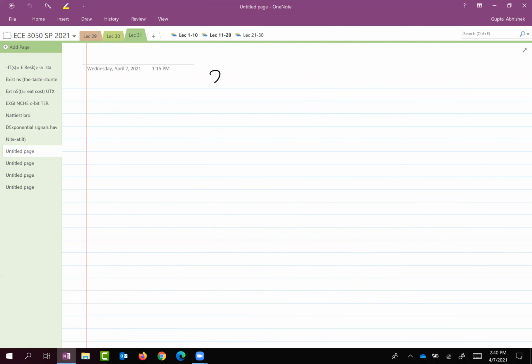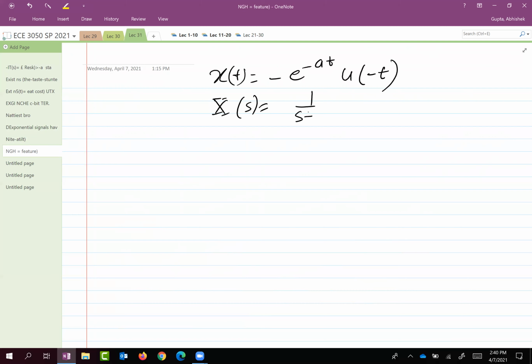So my second example was x(t) equals minus e raised to negative at u(minus t). In this case, the Laplace transform was 1 over s plus a, but the region of convergence was less than negative a. So this was my example 2.